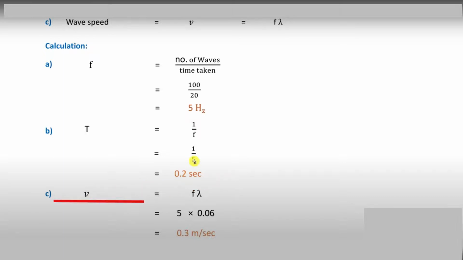Now for the third formula, which is the formula of the wave speed, v equals f lambda, we will put 5 Hz multiplied by 0.06 meters of the wavelength and we will get 0.3 meters per second.